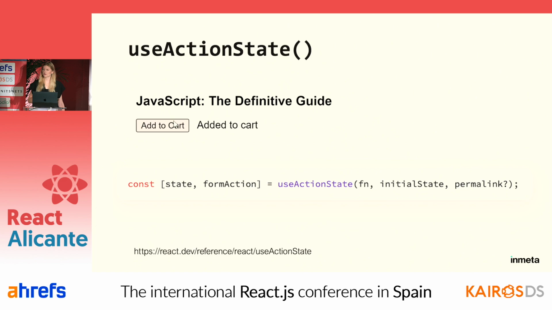useActionState is a hook that allows you to update state based on the result of an action. It also supports progressive enhancement because it allows the server response to be shown without JavaScript before hydration has completed. And it can be used to display error messages or other information based on the return value.